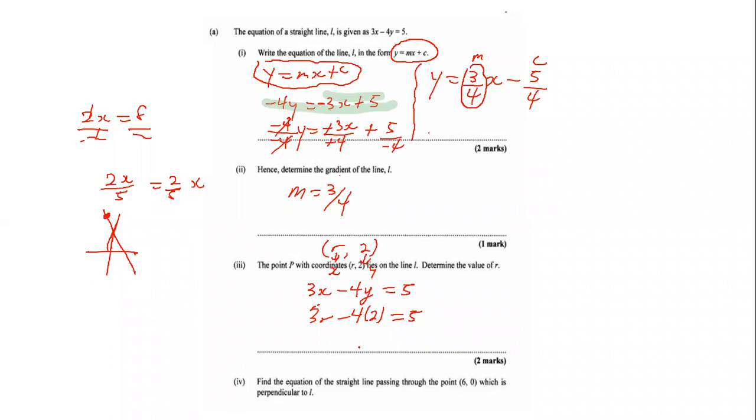Okay. Now, after that, you are going to say 3R minus 8 is equal to 5. And you want to find the value of R, so I'm going to say that 3R equals 5 plus 8. So 3R is equal to 13. And then you carry over the 3. R is equal to 13 divided by 3, which gives me 4.333.